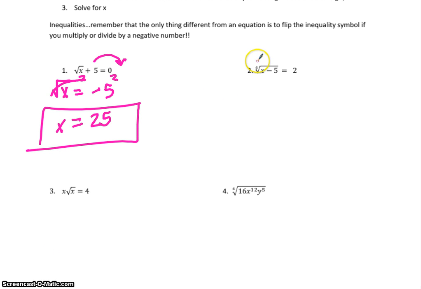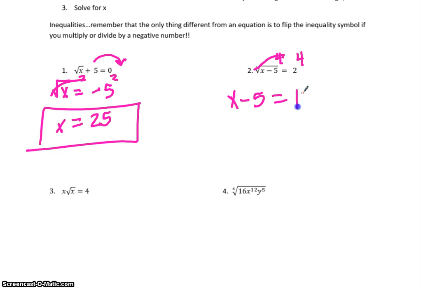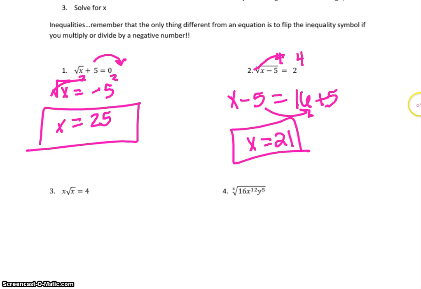Number 2, notice it's the fourth root, so both sides get raised to the fourth power. Your fourth root and your fourth power cancel out and leave you x minus 5 is equal to 2 to the fourth. You would just take your calculator and say 2 to the power 4, and you would get 16. Write that down. So then you're going to bring your 5 over and add that. X is equal to 16 plus 5, which is 21.